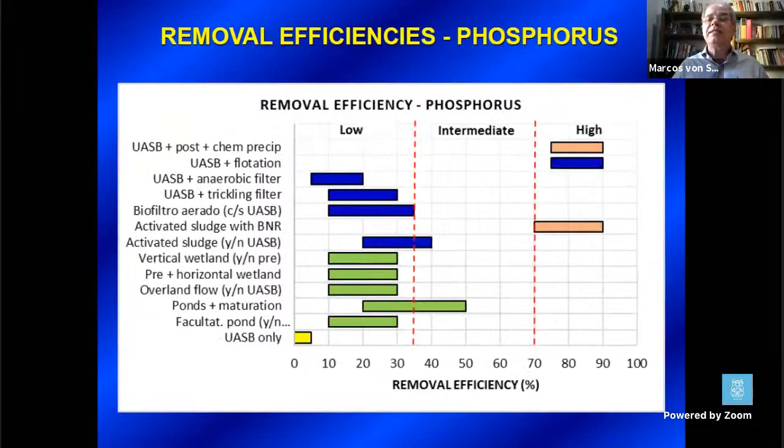Something similar applies to phosphorus. Most of the treatment processes that we use are capable of giving only a low removal efficiency of phosphorus. And natural treatment systems and intensive treatment systems have a similar capacity in terms of phosphorus removal. If we want high removal efficiencies, we need to put biological nutrient removal after activated sludge. We can also apply UASB followed by flotation, precipitation of phosphorus, or any treatment process. For instance, UASB followed by post-treatment, followed by chemical precipitation.